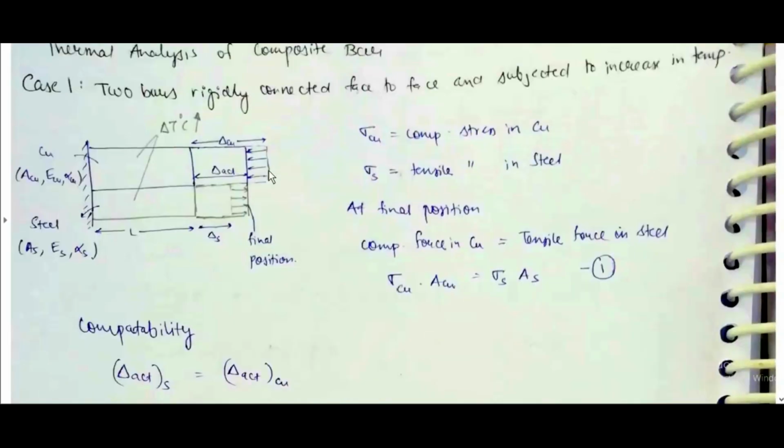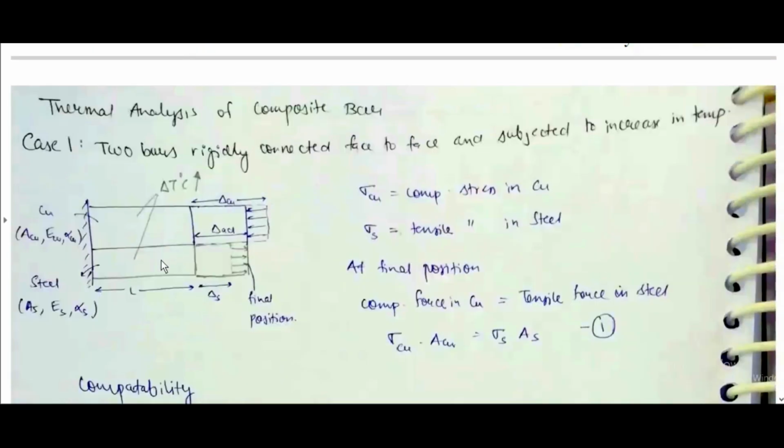Thermal analysis of composite bar. Two bars rigidly connected face to face, subjected to increase in temperature. Sigma c is compressive stress in copper, sigma s is tensile stress in steel. At final position, compressive force in copper is equal to tensile force in steel. First let's see copper and steel.